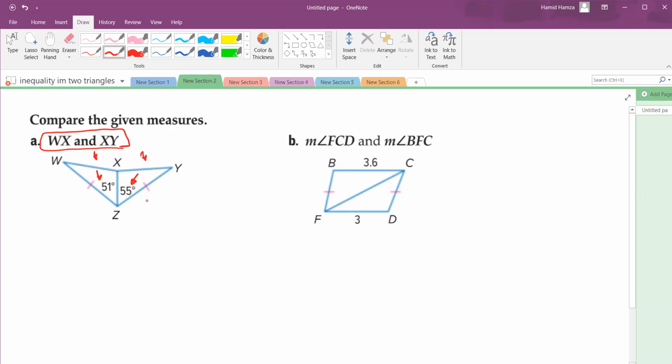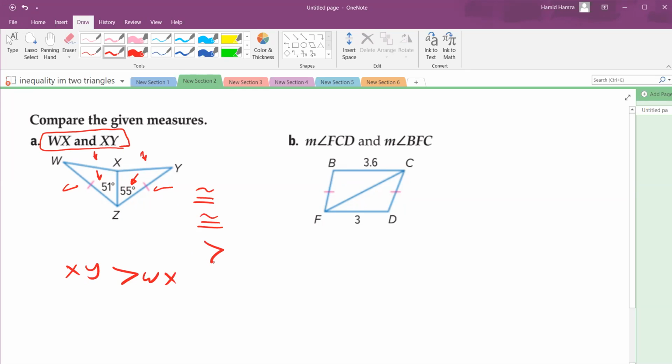In this triangle, we have ZW and ZY congruent. What is the second one? XZ is congruent to itself, by the reflexive property. Because this side in the first triangle is congruent to this side in the second triangle, as this side is common, the longest side will be opposite to the greater angle. Which one is greater? 55. So XY will be greater than WX.